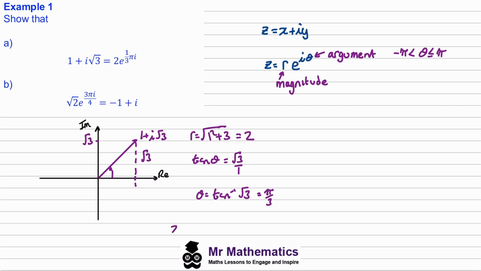So in exponential form, the radius is 2 multiplied by e to the pi i over 3. And this pi over 3 is the argument.